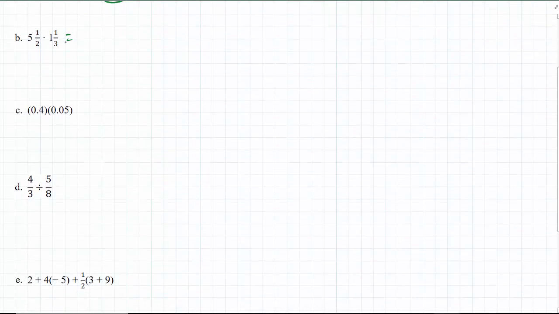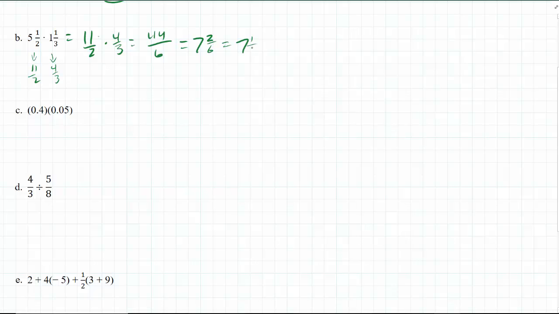When you multiply fractions, if you've forgotten, we need to convert them to improper fractions. So 5 and 1/2 is 2 times 5 is 10, plus 1 is 11 halves. 1 and 1/3 is 1 times 3 is 3, plus 1 is 4 thirds. So we're multiplying 11 halves times 4 thirds, and that's going to be 44 over 6. We definitely need to simplify that. I know 6 goes into 42 7 times, and there's 2 left over out of 6, and we'll simplify that to 7 and 1/3.